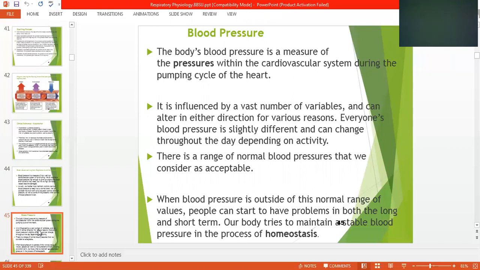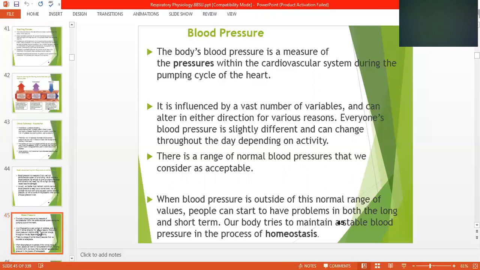It is influenced by a vast number of variables and can alter in either direction for various reasons. Everyone's blood pressure is slightly different and can change through the day depending on activity. There is a range of normal blood pressure that we consider acceptable. For example, in a healthy individual it is 120 by 80: 120 mmHg systolic and 80 mmHg diastolic. When blood pressure is outside of this normal range, people can start to have problems in both the long and short term.